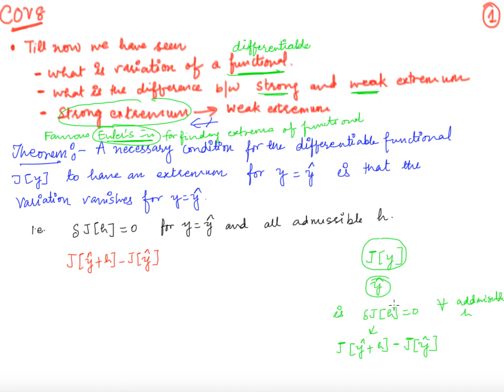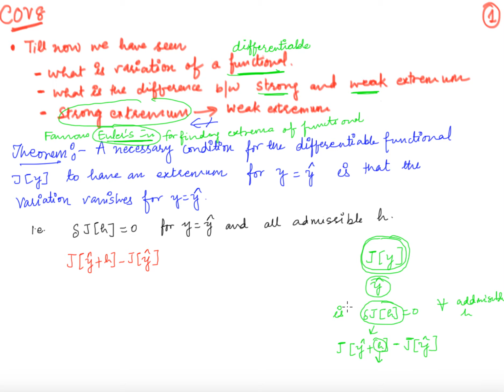Okay, so we know that this thing will depend on this y hat and h. What is h? h is all possible increments which you can do. These are all possible admissible increments. So we are going to prove that if we have a functional which is differentiable, then the necessary condition for this functional to have an extremum at some function y tilde is that the variation of the functional should be 0 for all admissible increments.